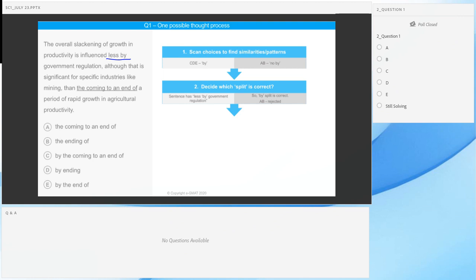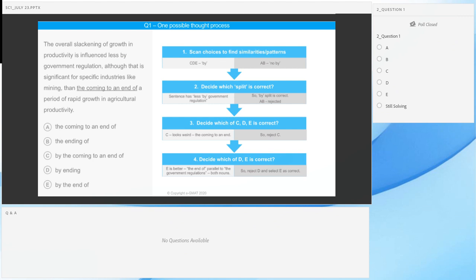Now, by the coming to an end of sounds too wordy. I'm not sure. I mean, we don't talk like that. By ending, okay, maybe. But when you come to choice E, that's what catches your attention. And you say, yeah, by the end of, it sounds very neat. An expression that we use in our regular conversation, be it written or spoken or whatever. And so by the end of sounds right. It looks neat. No grammatical error I see over there. So yes, we choose choice E and that's it. Done. We have solved this question correctly.